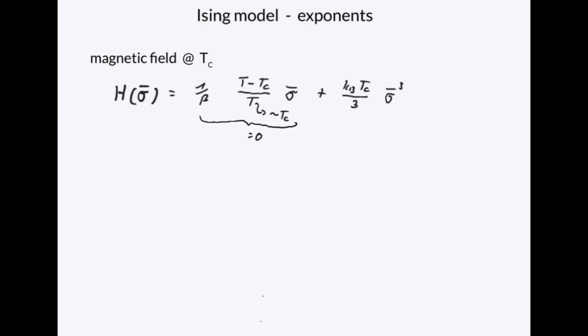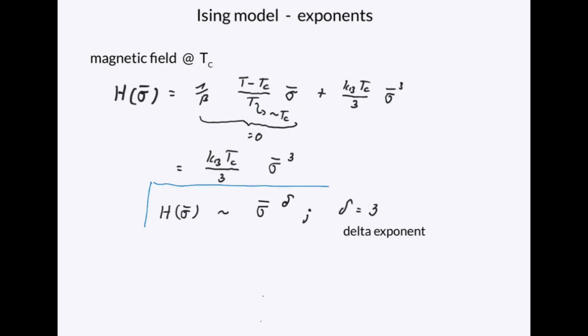As the last example, we consider how the magnetic field close to Tc changes with internal magnetization. Using the dependence we obtained from the consistency equation earlier, and assuming that the temperature is close to Tc so that the first term vanishes, we find that h of sigma bar is equal to kB Tc over 3 times the mean magnetization to the power 3. Hence, the magnetic field scales with the mean magnetization to the power delta, where delta is equal to 3.